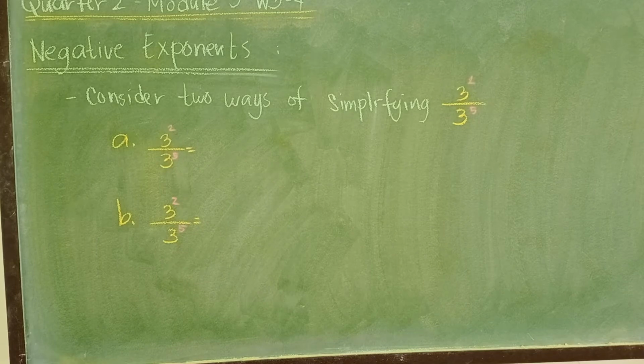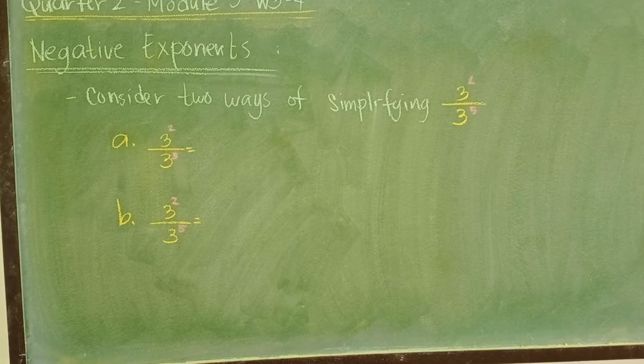So for negative exponents, consider two ways of simplifying 3 raised to 2 over 3 raised to 5. So we have a and b with the same given, 3 raised to 2 over 3 raised to 5 in a, and the same in b. Now what we will do is solve for the answer in a and b using different solutions. So for letter a, we will use the quotient rule like what we did with 0 exponents. The quotient rule says, when the base in the numerator and denominator are the same, subtract the exponent of the denominator from the exponent of the numerator.